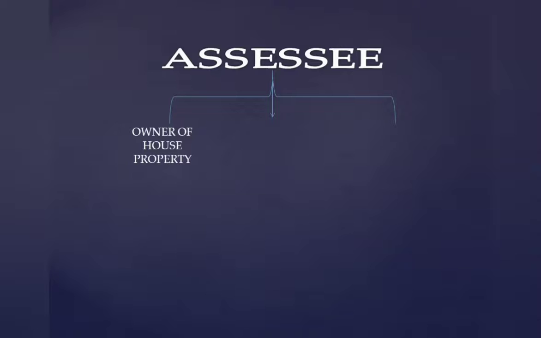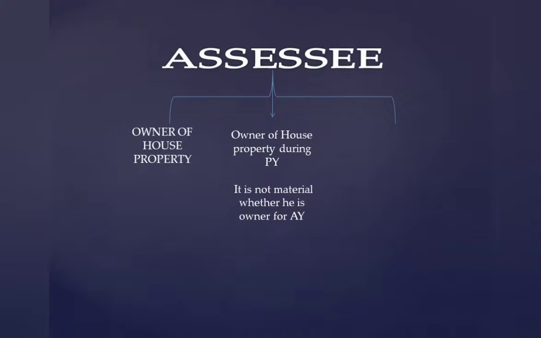Now let us discuss who should be the assessee. Assessee should be the owner of house property. He should be the owner during the current year. It is immaterial whether he is the owner for the assessment year or not. Ownership includes deemed ownership also.